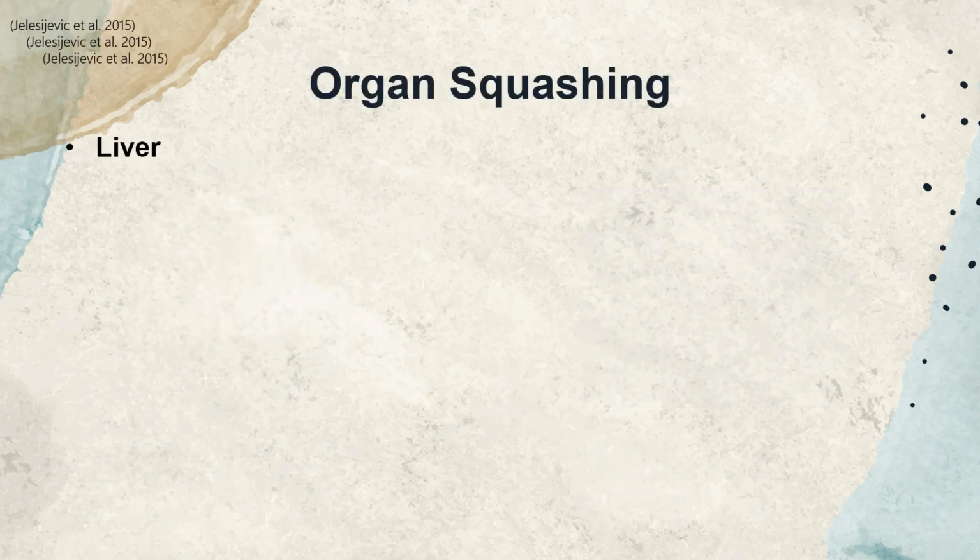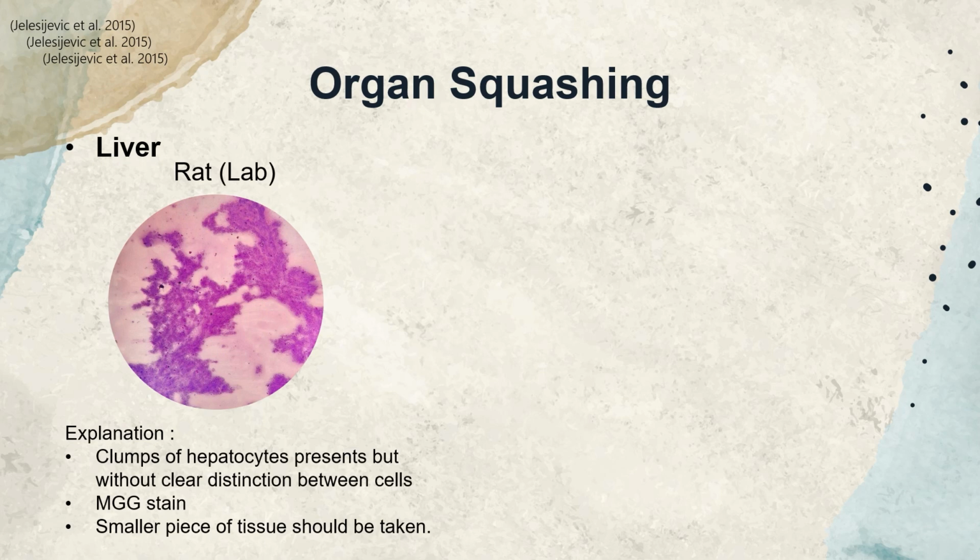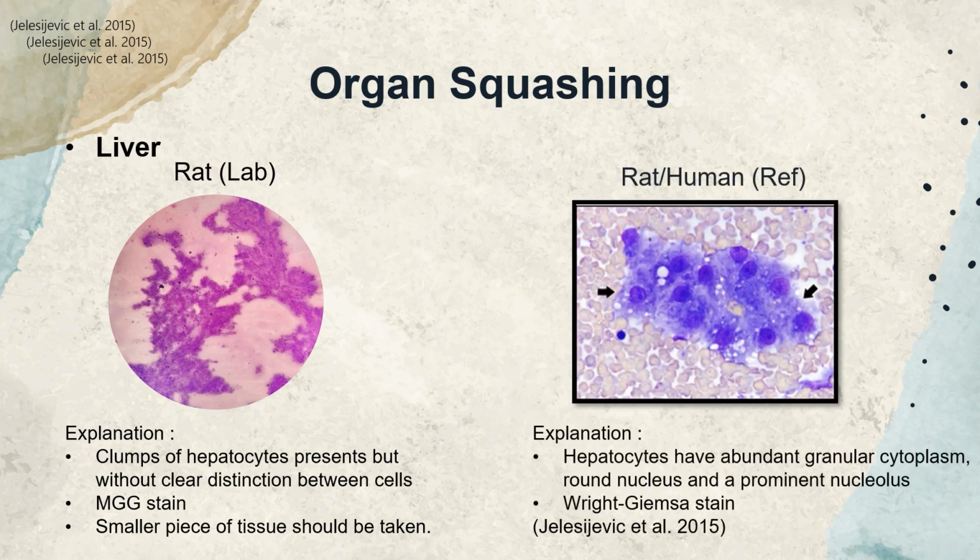From the liver organ squashing, for MGG staining, clumps of hepatocytes can be observed but without clear distinction between cells. A precaution when squashing the organ is to make sure to take a small piece of tissue. The reference picture is taken using Leishman stain. Hepatocytes have abundant granular cytoplasm, round nucleus and prominent nucleolus.